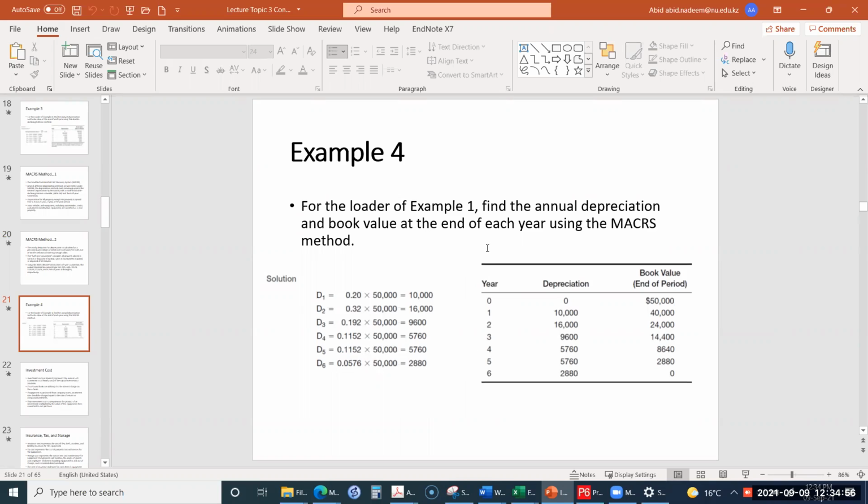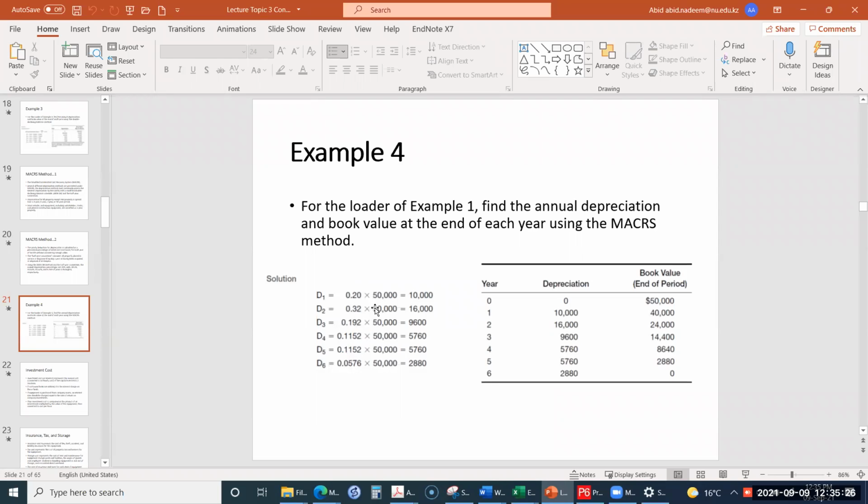But remember that it is taking into consideration the 6 years total. Although we are saying it as 5 years, in total it is for 6 years, because the first year and the last year are half years. And then we just have these percentages: 20%, 32%, 19.2%, 11.52%, 11.52%, and 5.76% from year 1 to 6.